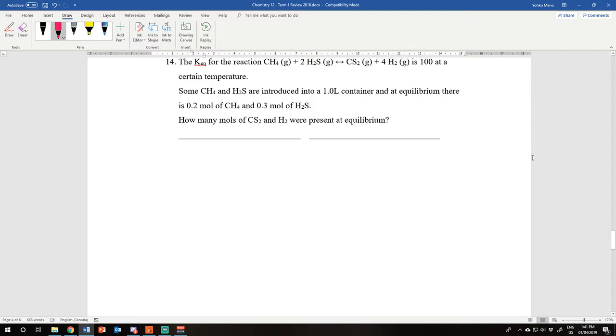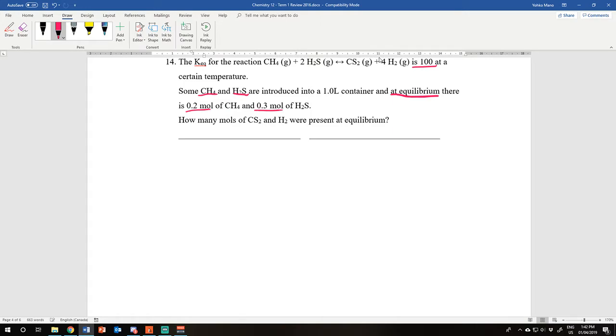So I think this question will require the use of an ICE table. Not every question in this topic requires an ICE table. But basically, let's read the question. Here's a reaction. We have Keq. It tells us we add some amount of this, some amount of that. And then at equilibrium, oh, this is important, it tells us how much we have of each of these.